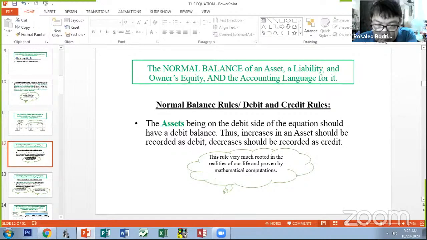About this quote, this rule is very much rooted in the realities of our life and proven by mathematical computations. So in mathematics, there are stories behind it. As they say, numbers, a story behind the numbers. So there is a story behind these accounting figures.